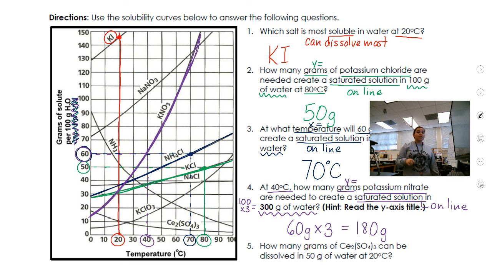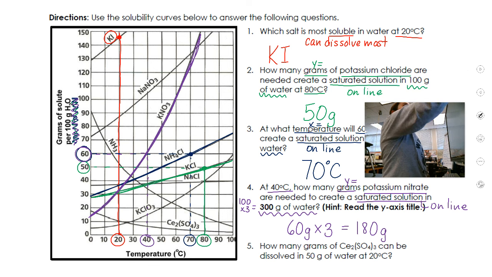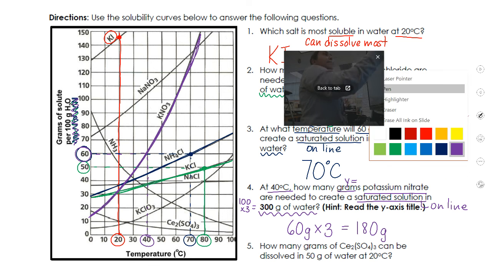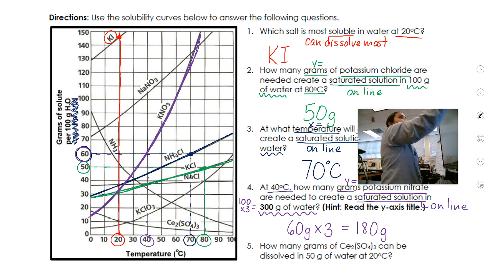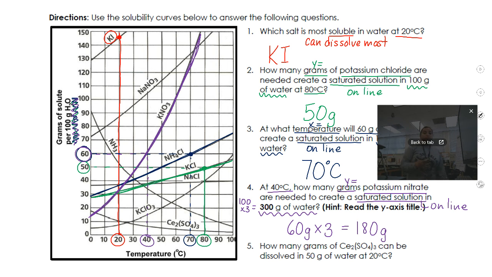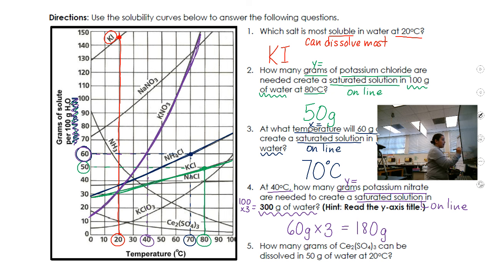All right, so now let's look at the last question, number 5. How many grams of cesium sulfate can be dissolved in 50 grams of water? Go ahead and pause the video, and then try this question on your own, and then see what the answer is. All right, so let's try this question. We're looking for cesium sulfate, and that's this line down here.